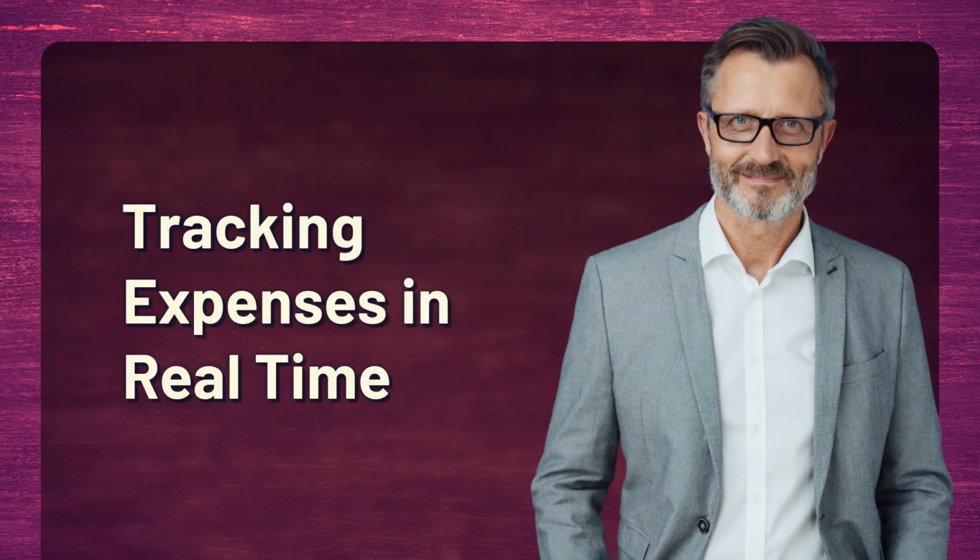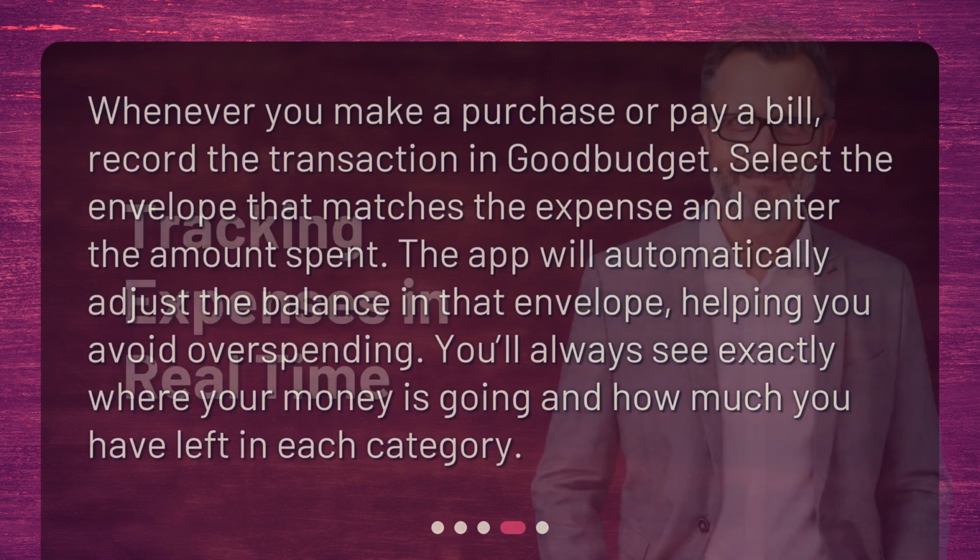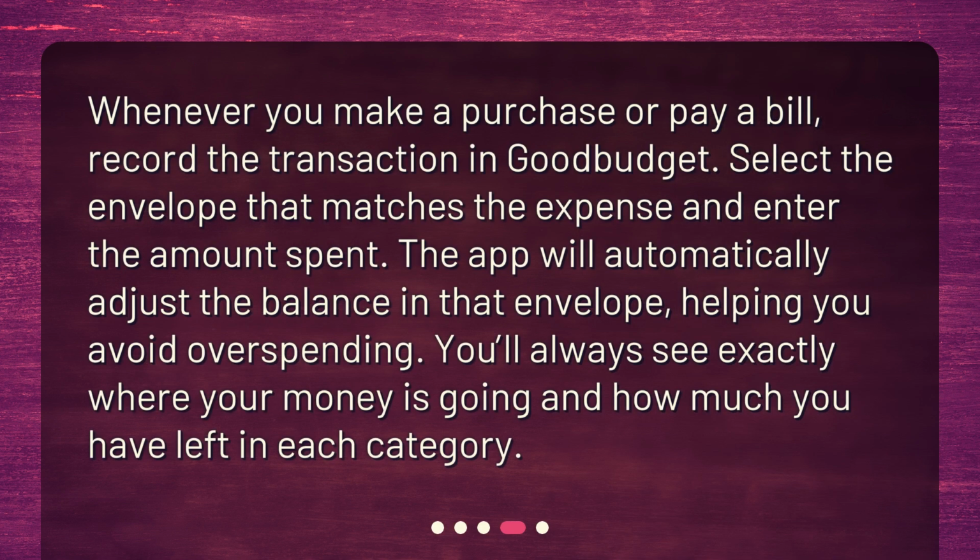Tracking expenses in real time. Whenever you make a purchase or pay a bill, record the transaction in Goodbudget. Select the envelope that matches the expense and enter the amount spent. The app will automatically adjust the balance in that envelope, helping you avoid overspending. You'll always see exactly where your money is going and how much you have left in each category.